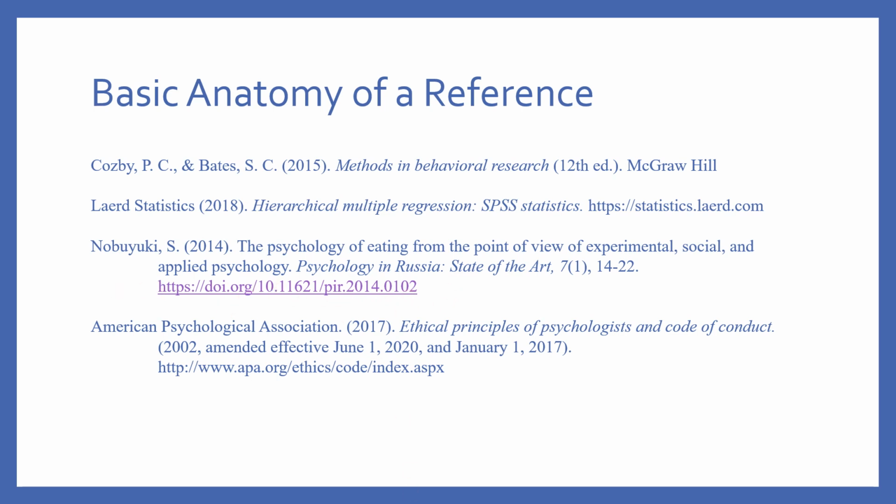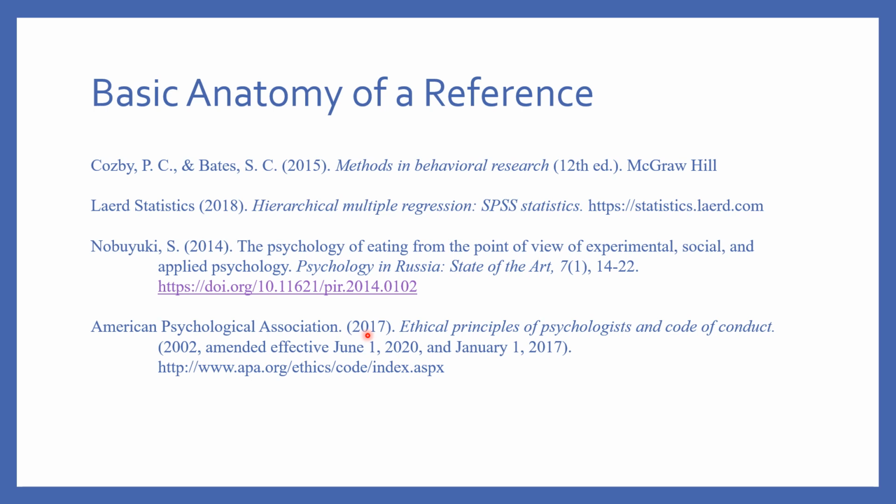The last example is the ethical code for the American Psychological Association, and this is published online, and as such, you have the website where the code lives. Plus, what's kind of cool is that the APA manual gives you a copy and paste version of how to cite the code of ethics. Because it's a little bit complex.